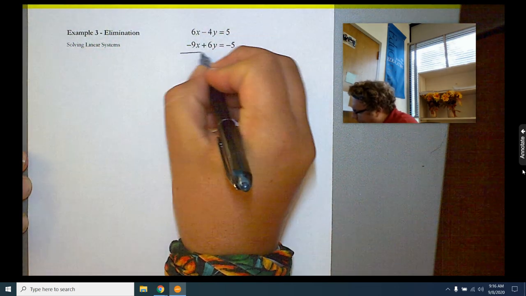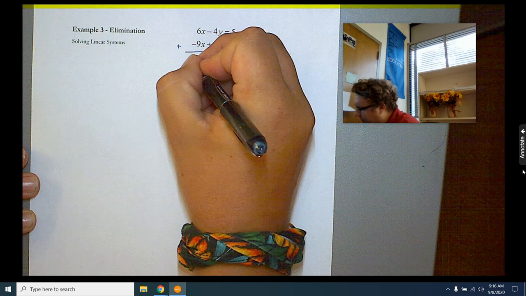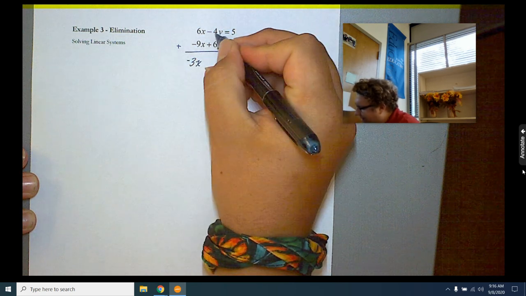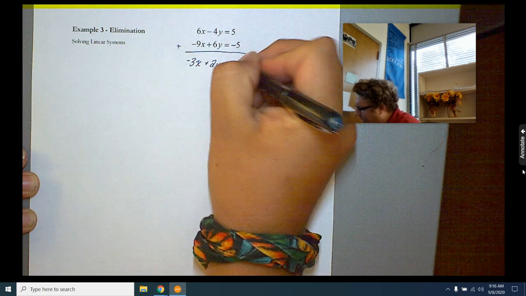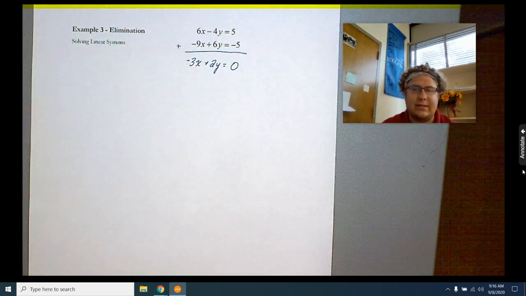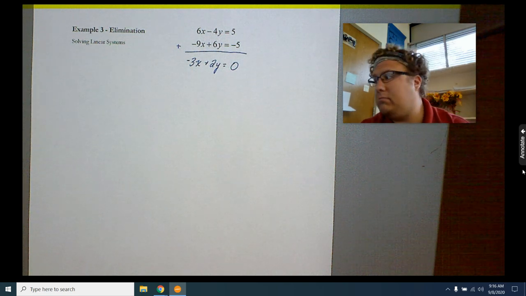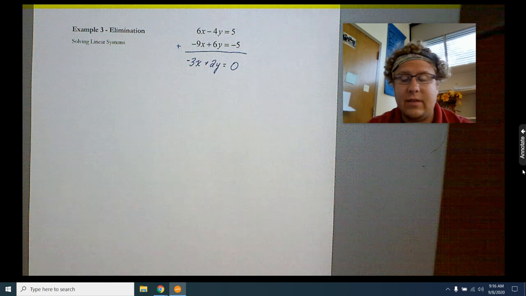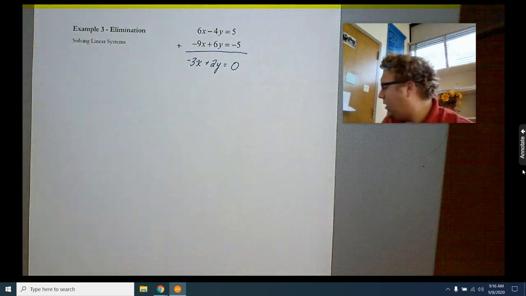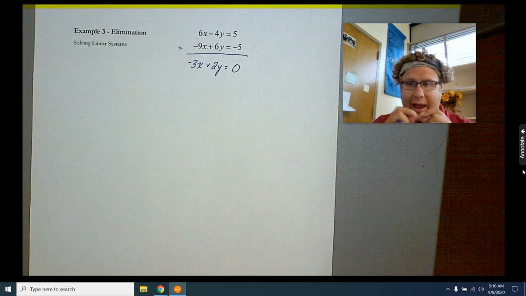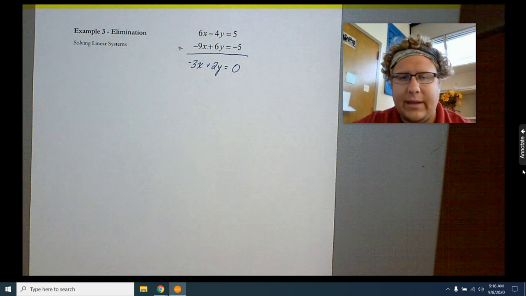If I were to add them right now, we would get 6x plus negative 9x, which is negative 3x. Negative 4y plus 6y would be positive 2y. And adding those constants at the end would give us a 0. Now, what we've done is we've formed an equivalent system, right? This equation right here, negative 3x plus 2y, it actually runs through this equation and this equation at that common solution point. But we don't know what that point is.